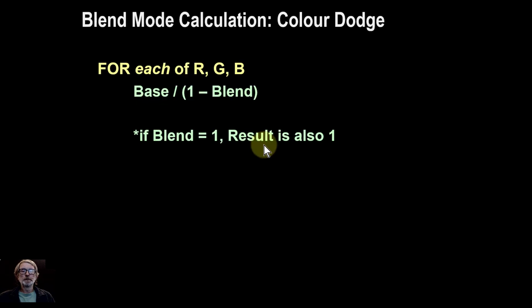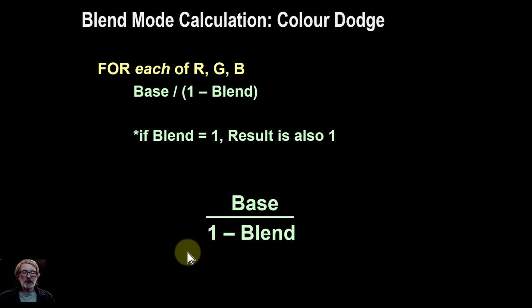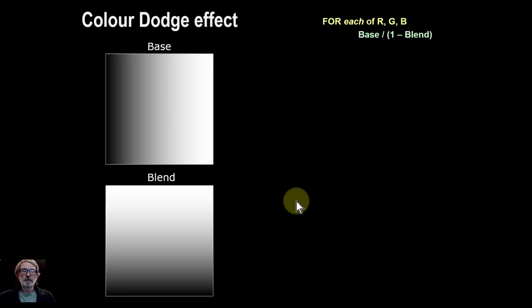The overall calculation is base over 1 minus blend, which you can look at like this, doing it in the more algebraic way. The base layer is the layer at the bottom. The blend layer here, when you have 1 minus it, that means it's inverted. And this is a very simple way of thinking about it: the base layer pixel over the inverted blend layer pixel. We're going to look at the effect of how these work together.